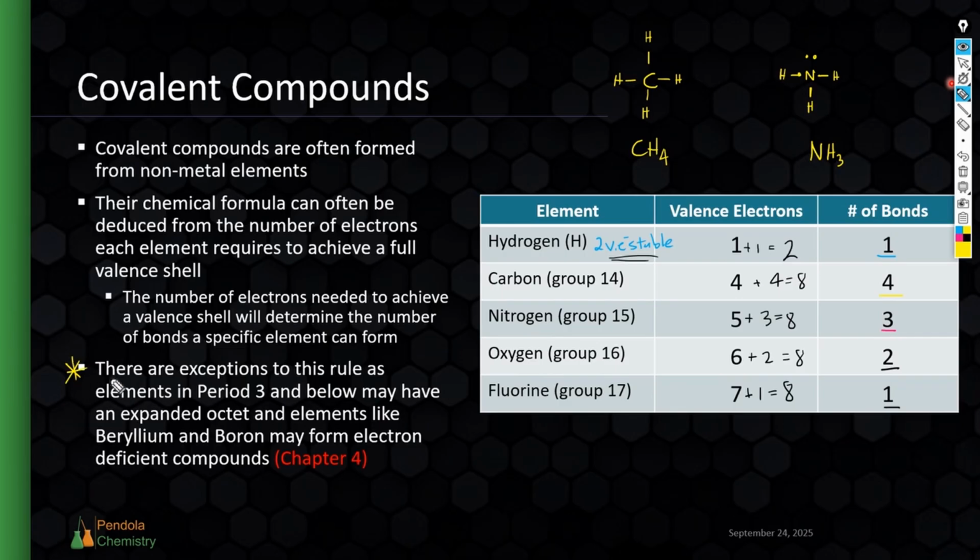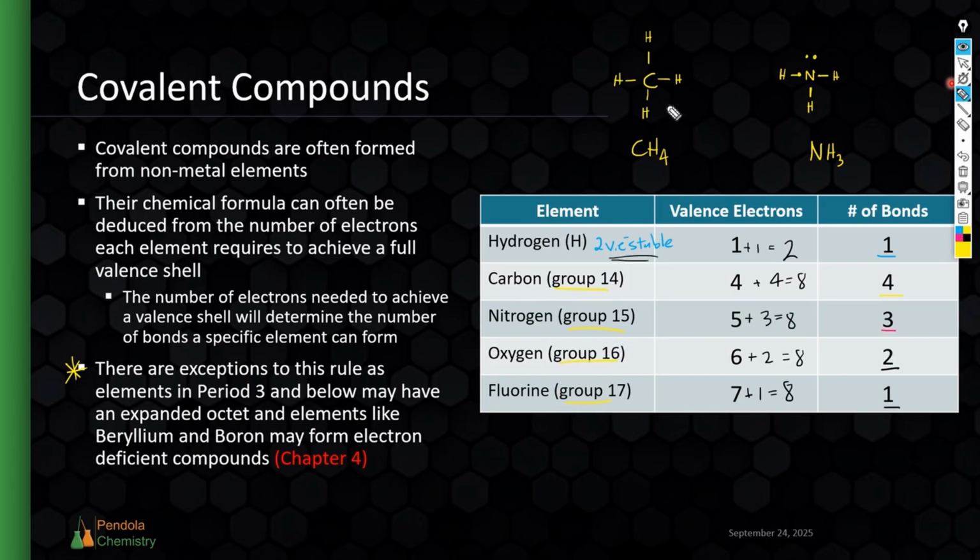You can see here that it says on the PowerPoint that there are exceptions to these rules. We are going to look at the exceptions later on in Chapter 3 with things like expanded octets and beryllium and boron being special circumstances where they're electron deficient, but we're not going to worry about that till Chapter 4. What we want to worry about here is learning the typical number of bonds an element will have, and then learning that if they're in the same group, they're going to behave similarly.